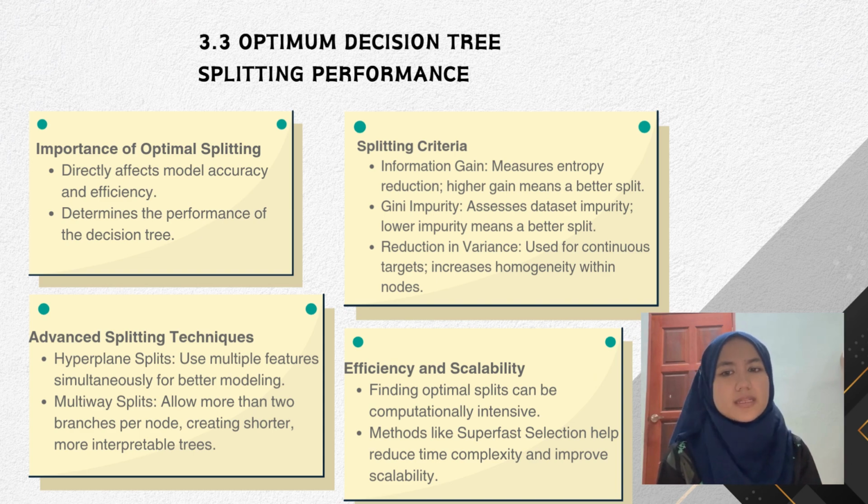Then advanced splitting techniques: hyperplane split uses multiple features simultaneously for better modeling. Multiway split allows more than 2 branches per node, creating shorter, more interpretable trees. Lastly, efficiency and scalability. Finding the optimal split can be computationally intensive. Methods like fast selection have reduced time complexity and improved scalability.